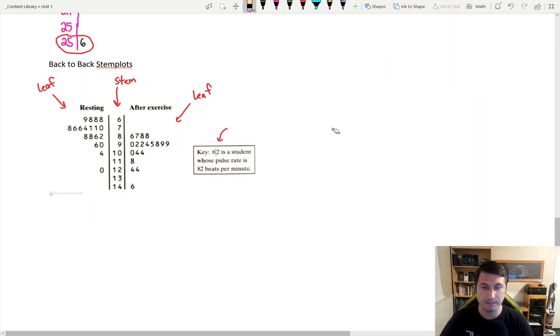All right, that is stem and leaf plots. Hopefully that makes some sense. If not, certainly ask me some questions.